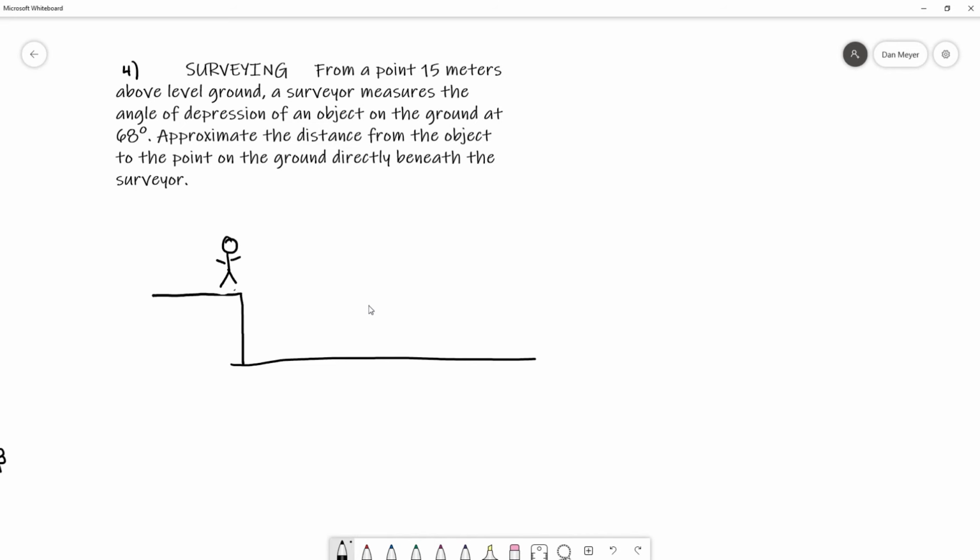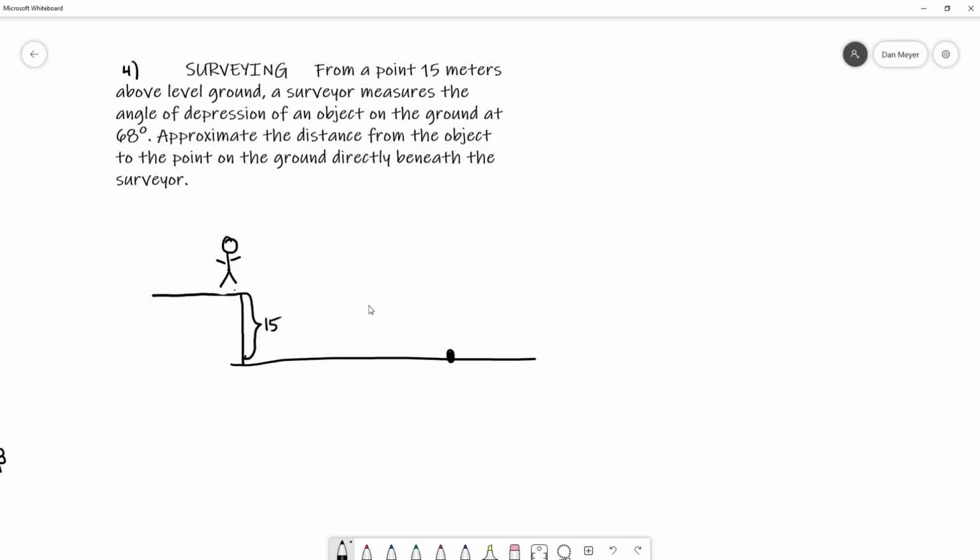All right. And he is looking at an object on the ground down here. Okay? Point 15 meters above level ground. So I guess that means that this height right here is 15.